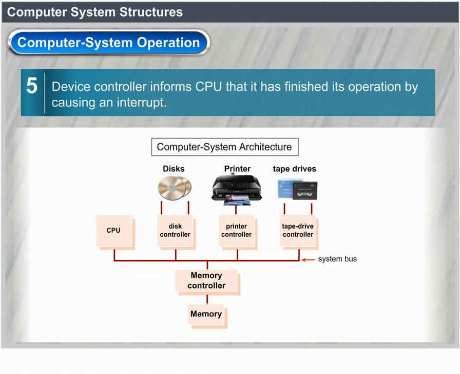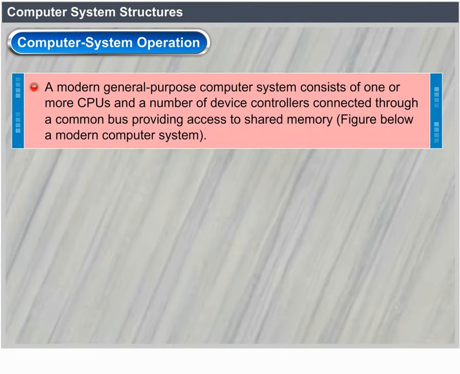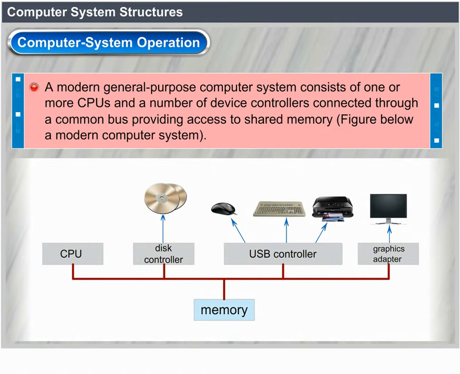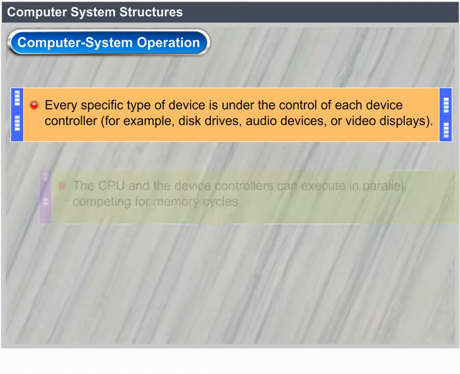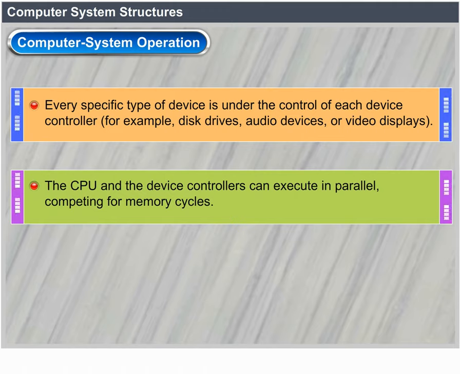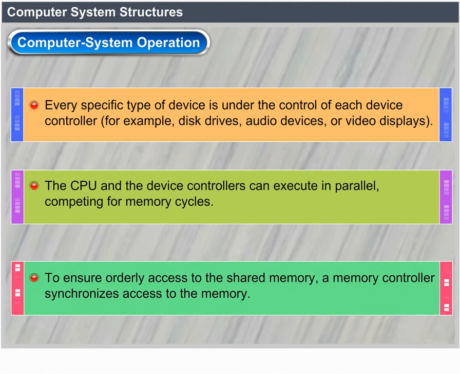Computer system architecture, as shown. A modern general-purpose computer system consists of one or more CPUs and a number of device controllers connected through a common bus that provides access to shared memory. The figure below displays a modern computer system. Each device controller is in charge of a specific type of device, for example, disk drives, audio devices, or video displays. The CPU and the device controllers can execute in parallel, competing for memory cycles. To ensure orderly access to the shared memory, a memory controller synchronizes access to the memory.